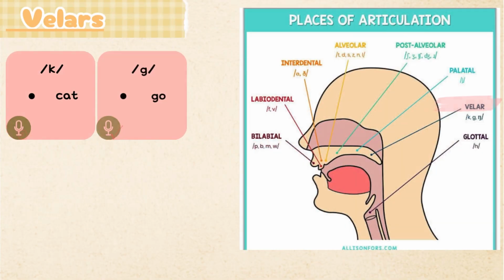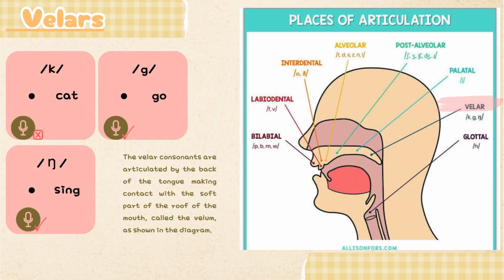The velar consonants are articulated by the back of the tongue making contact with the soft part of the roof of the mouth, called the velum, as shown in the diagram. For example, the k sound in cat and the g sound in go are velar because the back of the tongue touches the velum.